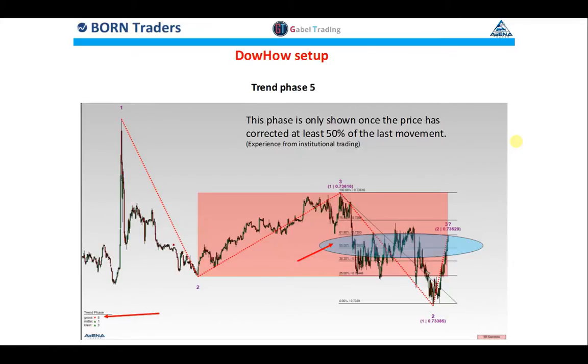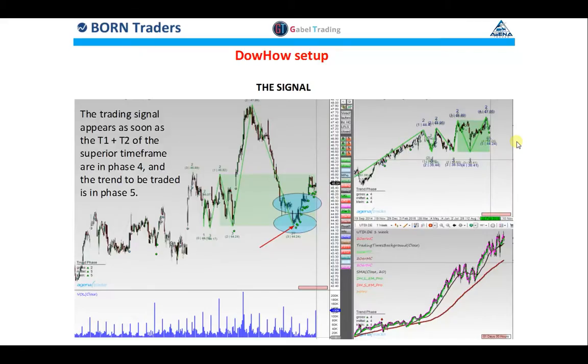The signal, ladies and gentlemen, ultimately arises as soon as in the superior time frame, the trend 1 and trend 2, to be seen up here on the right in this little box, are in the phase 4. At least phase 4, it can also be phase 5, but at least phase 4, which means the superior trend has to be in the correction and the trend to be traded, the small trend, has to be in the phase 5. And then these signals appear.